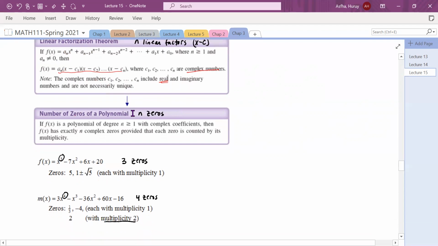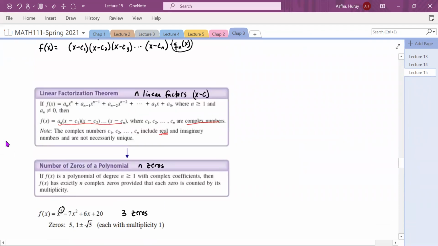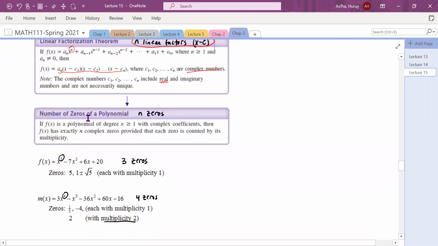And from here, as you can see now, what does it say? There are n linear factors: x minus c1, x minus c2, up to x minus cn. So if we count these, depending on the degree, the function has n linear factors. And in connection with this, we can come to the number of zeros of a polynomial. So if we have a polynomial of degree n, where n is greater or equal to 1, then f of x has exactly n complex zeros.